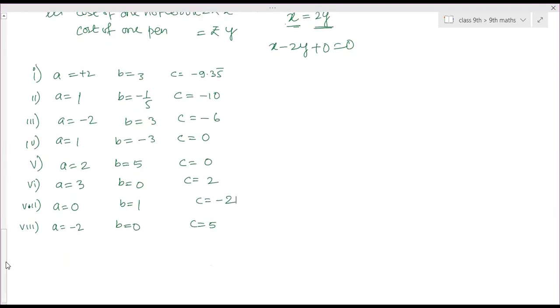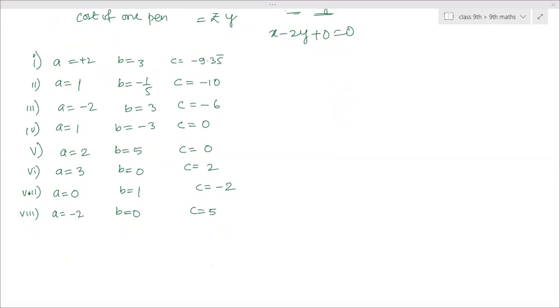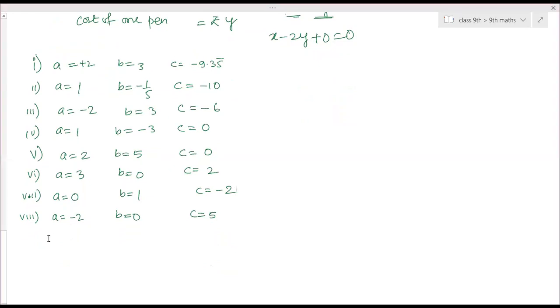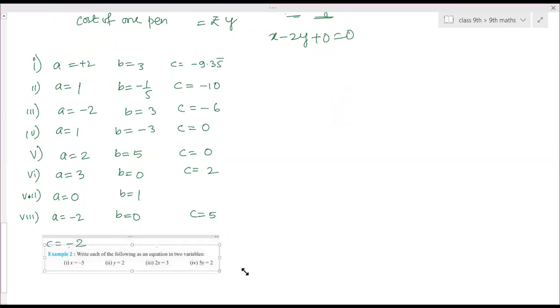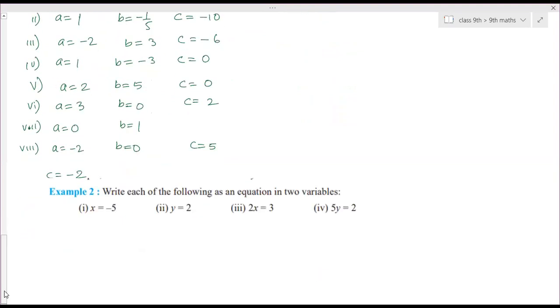Now the next part is, okay, a few more questions are there. Solve it. These are solved questions. Solve these questions. This is a solved example.